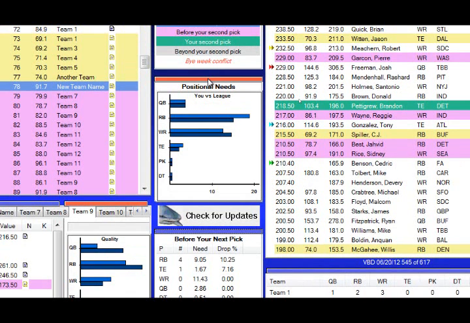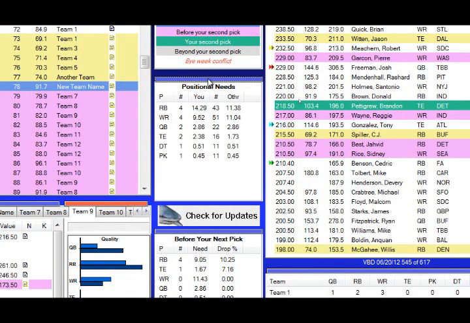This is a graphical view. We also have a tabular view which shows the numbers. So the rest of the league needs to draft 43 running backs. I need to draft 4 more. And so the need values that you're comparing here in the U and the other column are relative values. Those numbers don't mean anything except for their relationship to each other.